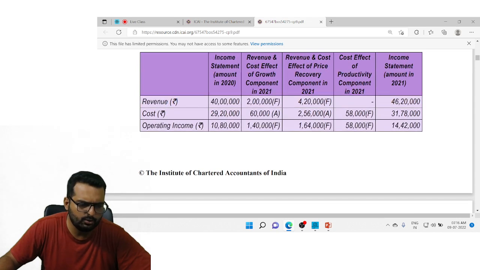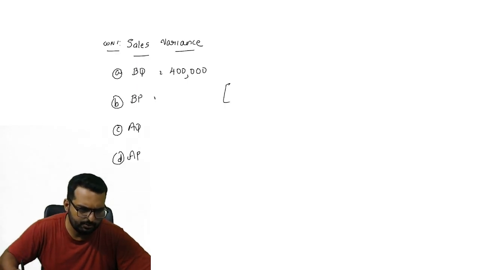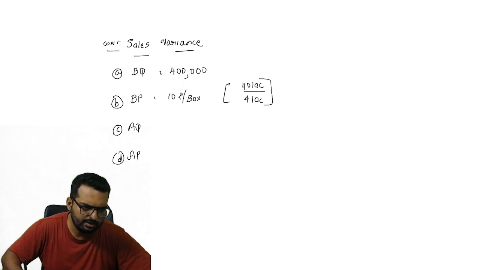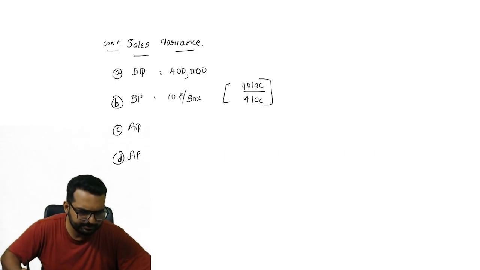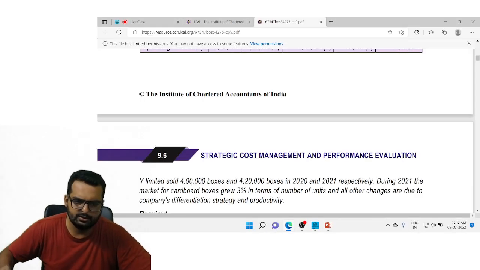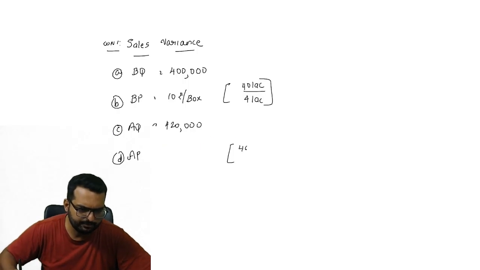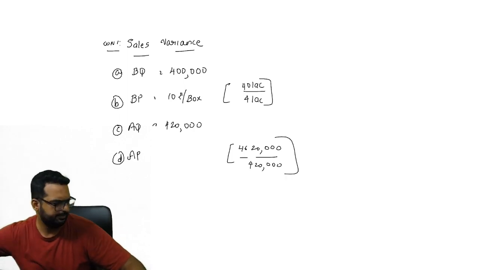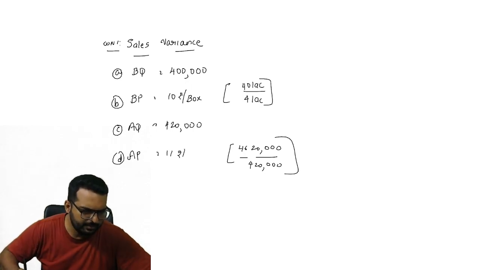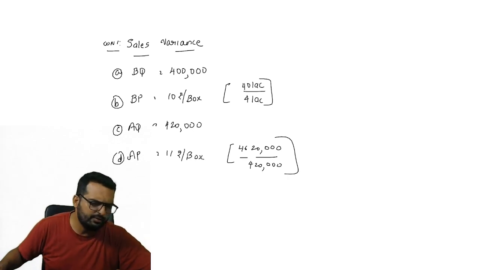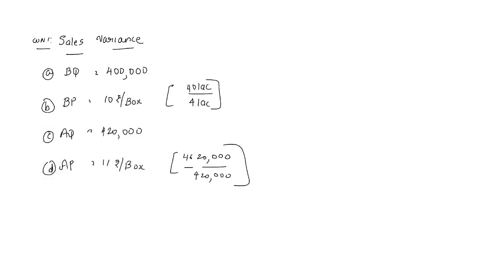BP, now we can find out because the total sale value is how much? 40 lakhs, correct? So I'll put it over here as 40 lakh divided by 4 lakh boxes. Do you get the answer as 10 rupees per box? AQ is given as 4,20,000, and the total sale value is said to be 46,20,000. Tell me, friends, what answer do you get over here? You get 11 rupees. Now, can you go and find out all the variances that we already know? Please do it. I'll get some water and come back.